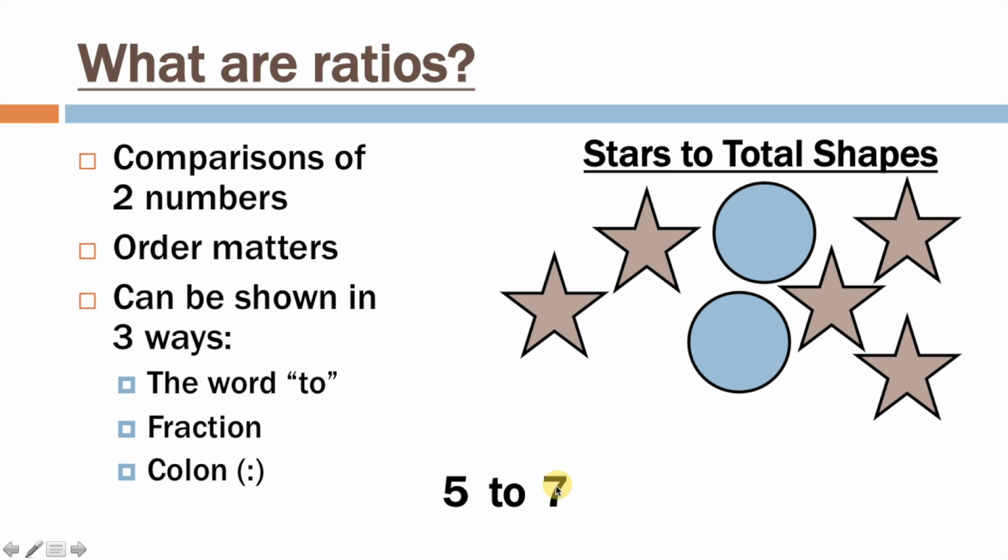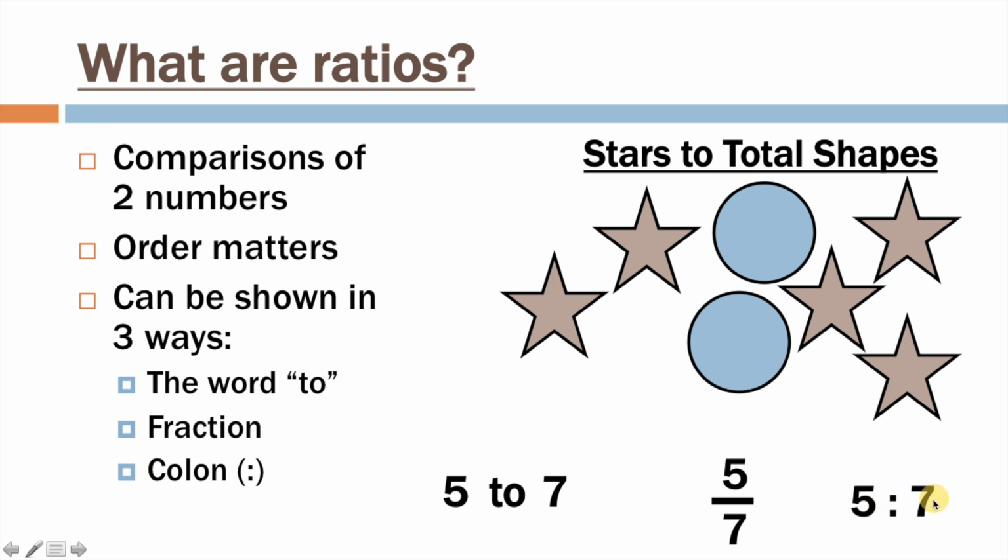Also remember, we can write them as a fraction and using a colon. If we're writing this as a fraction, 5 will go at the top of the fraction and 7 will go in the bottom of the fraction, and that'll give us 5 over 7. And if we're writing it using the colon, it'll look just like this, but with the 2 dots, also called a colon, instead. And it'll look like this, 5 colon 7.